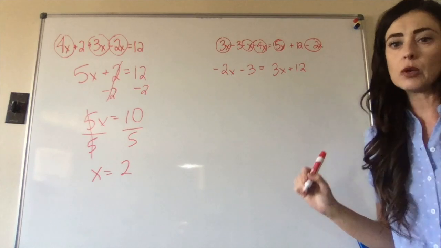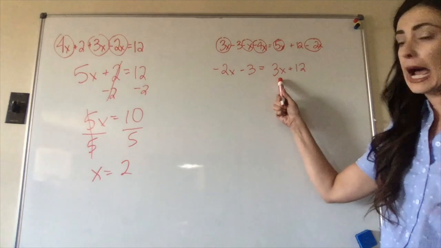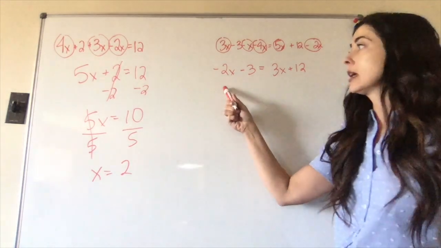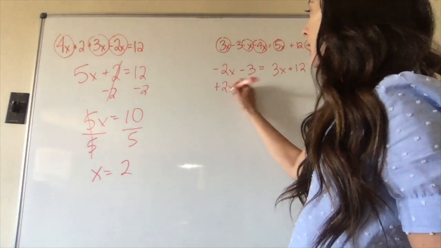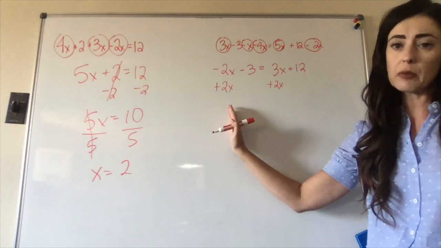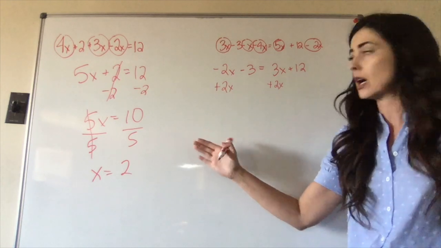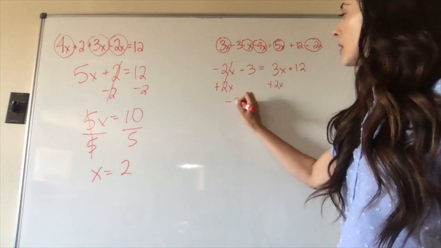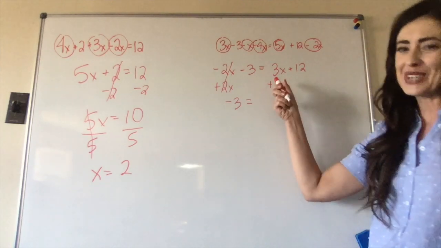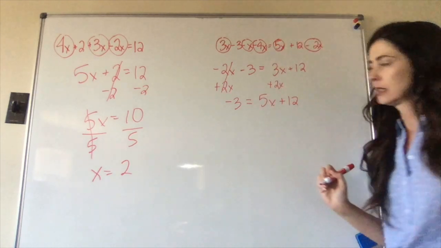Now remember I said we want our x value to be positive. So if I subtract 3x to bring it over here, I'm going to have a negative 5x, which I don't want. So what I'm actually going to do is add 2x on each side. Which feels weird because we're used to having x over here, but remember I told you it doesn't matter which side it's on as long as the x is on one side and the value is on the other. So these cancel out. I'm left with negative 3 equals 5x, sorry, 3x plus 2x is 5x. And I bring my plus 12.